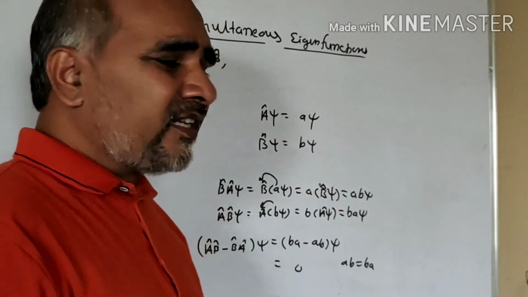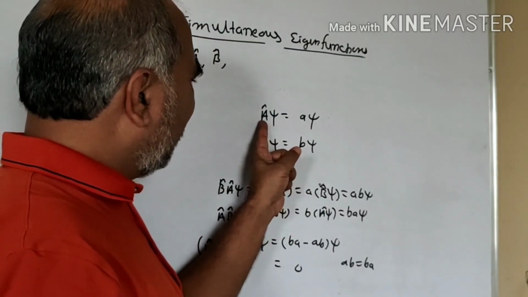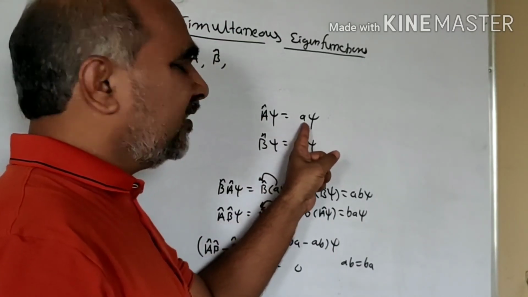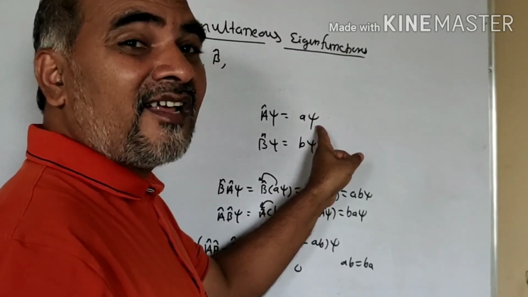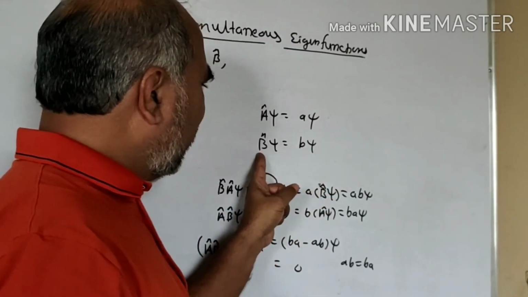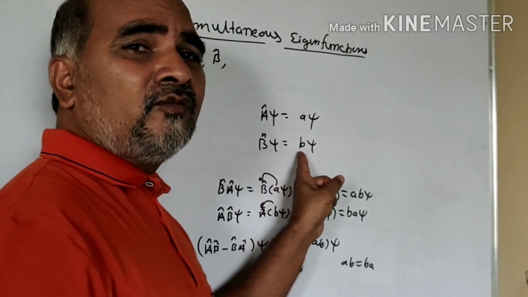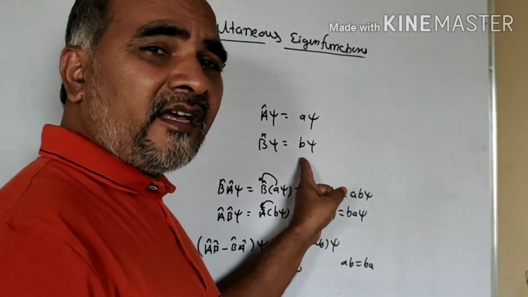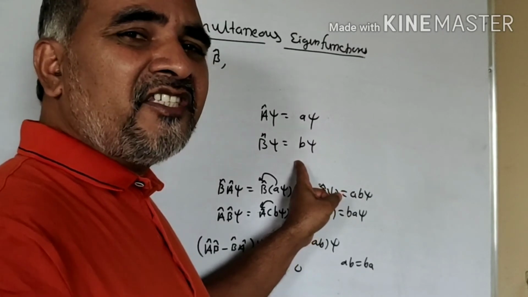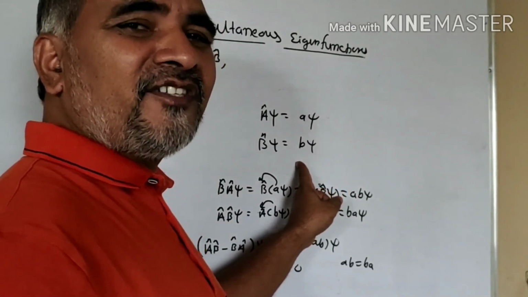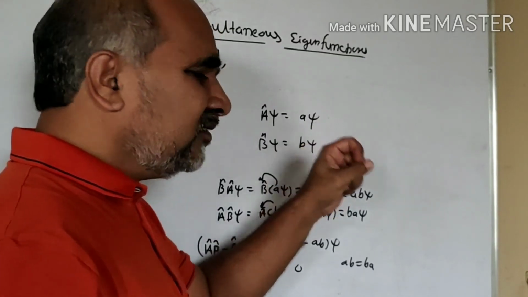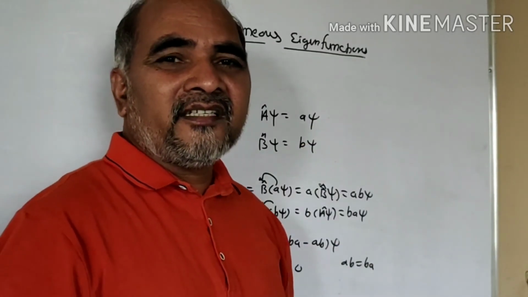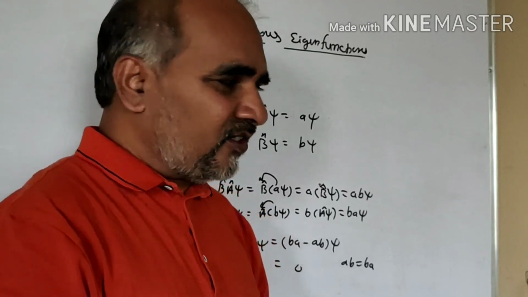Why is it called simultaneous? Because when A operates on psi, we get a psi: the eigenvalue is a and the eigenfunction is psi. And B operates on psi equal to b psi. The eigenvalue changes, but the eigenfunction is the same. Therefore psi is the same one, and it is called a simultaneous eigenfunction.